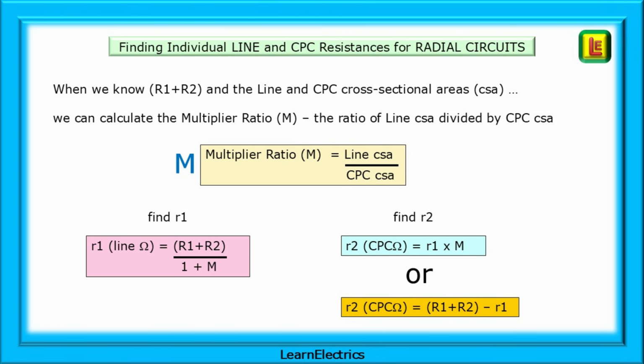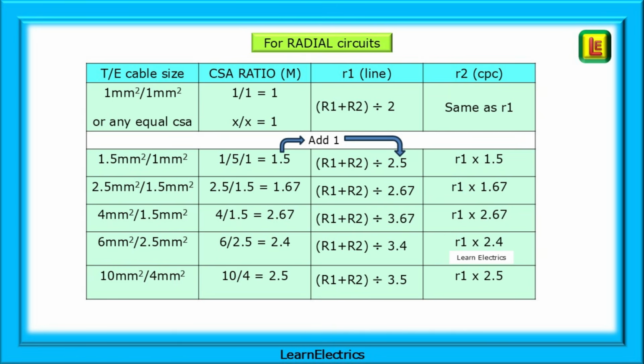And little r2 can be found by a slightly different method now that we know little r1. It can be r1 multiplied by just M on its own, or we can use big R1 plus R2 minus little r1. This table is very useful. It will serve to remind you of how to manipulate the values needed to find the resistance of individual conductors for the different size twin and earth cables that we use most often. Pause the video and take a few moments to understand it. We have an example in use on the next slide.